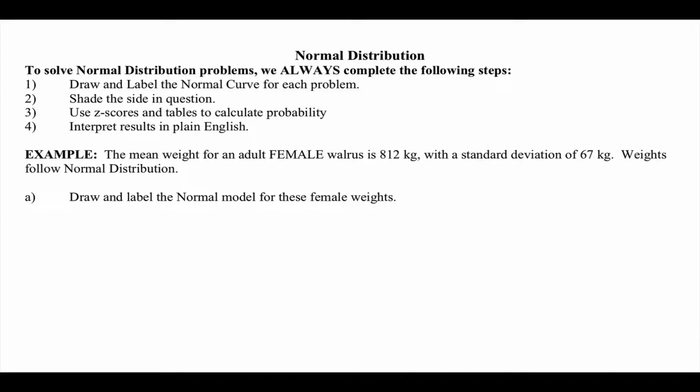Okay? Then we're going to use z-scores and your tables. That's where we're going to use your tables to actually answer the question. And then the fourth step is just as important, because you have to actually interpret it. What does it mean? Number 3 will get you an answer, but what does that answer mean? That's step 4. Okay.